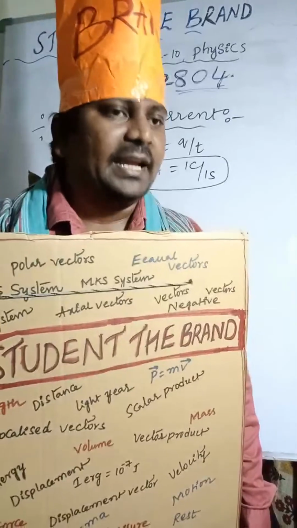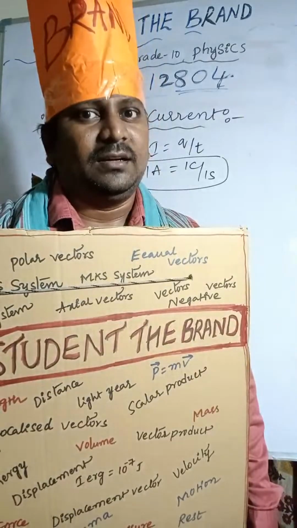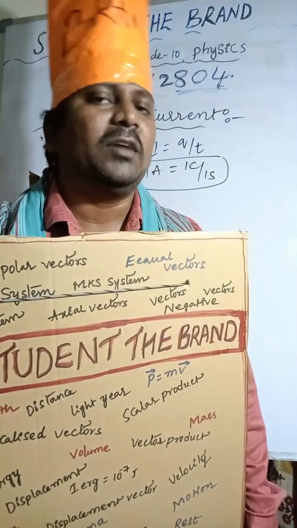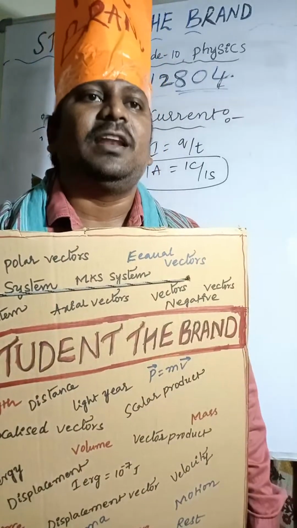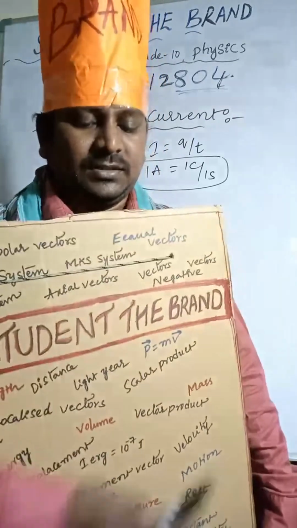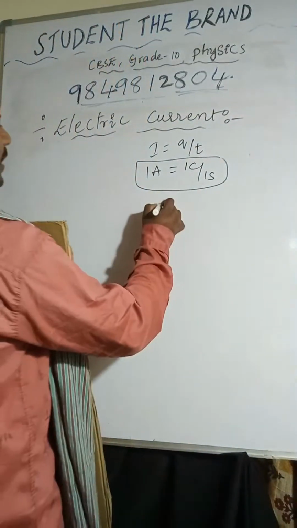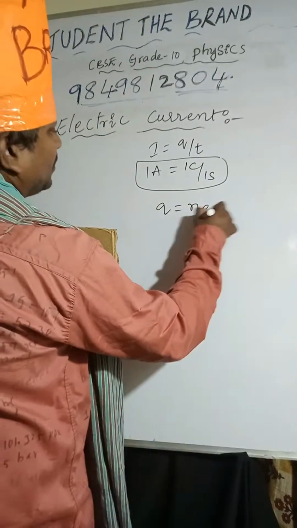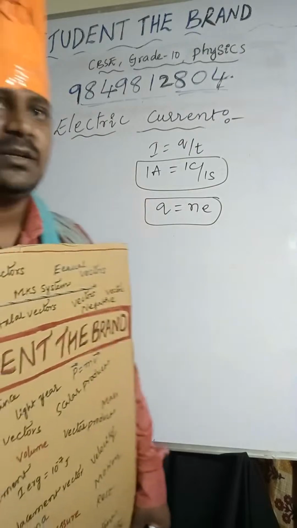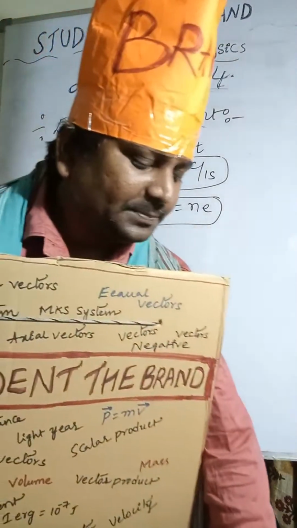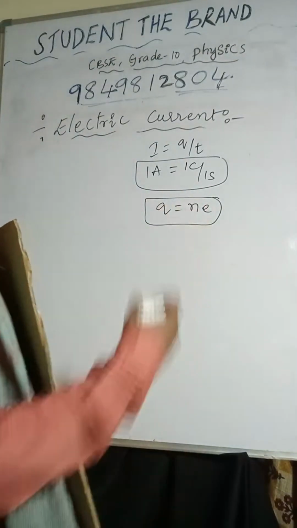Here we can take I equal to Q by T. Q is nothing but the quantization of charge. Q equal to Ne, where N is the number of electrons flowing in the conductor. N is nothing but the number of electrons moving in the conductor, right? So I equal to Q by T, Q equal to Ne.